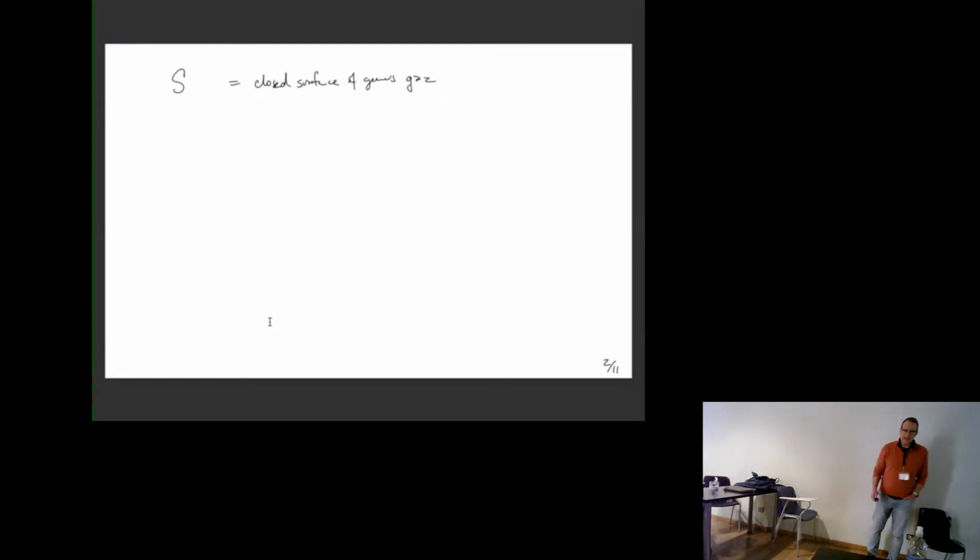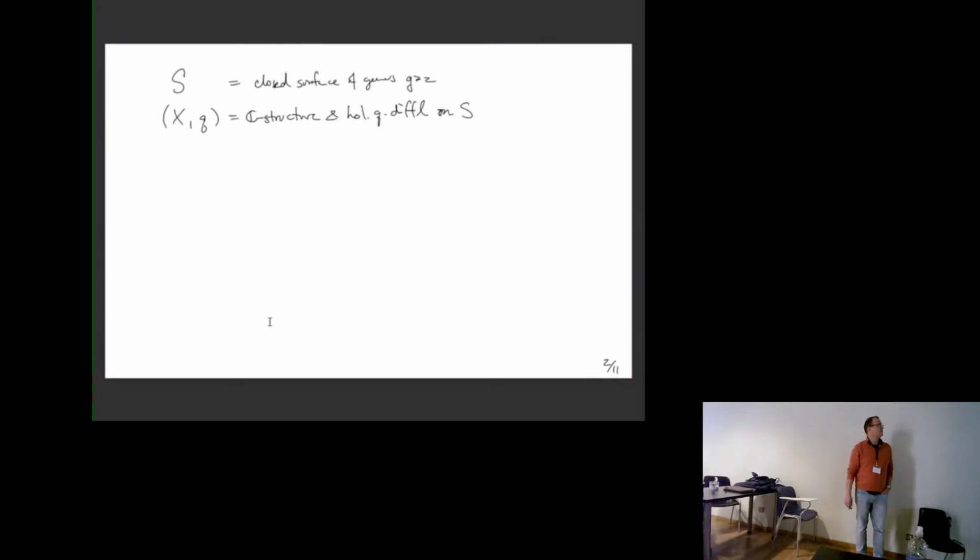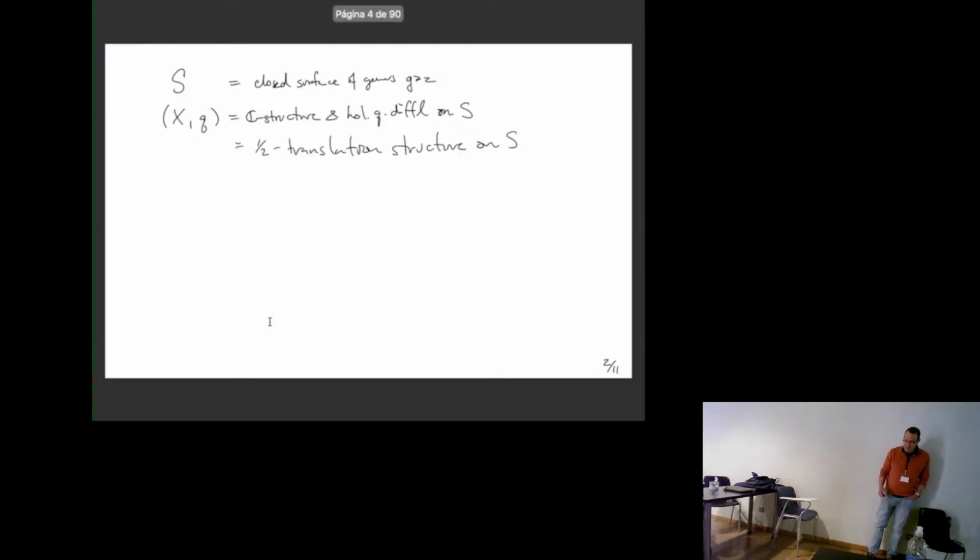So I'm going to equip this surface with some extra structure. I'm going to give it a complex structure and a holomorphic quadratic differential. Now I want to think about this geometrically, as what is sometimes called a half translation structure, which is a really stupid name. So half translations. Oh, maybe somebody made that name up. I'm sorry.